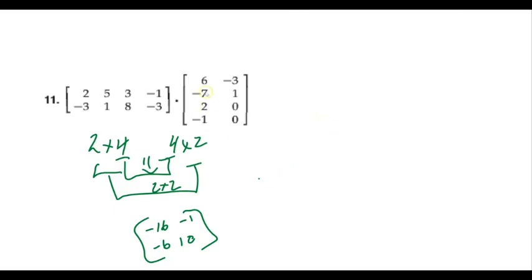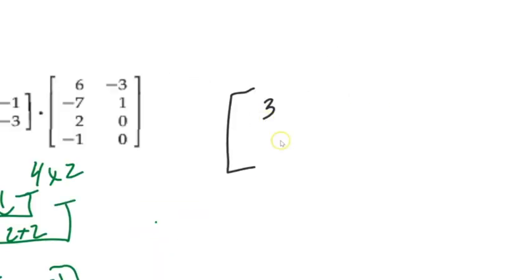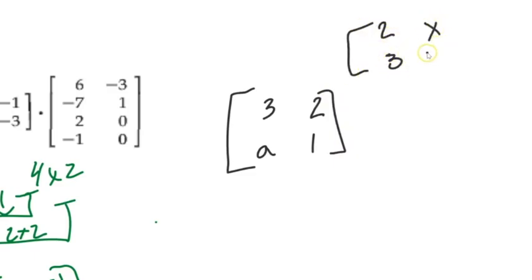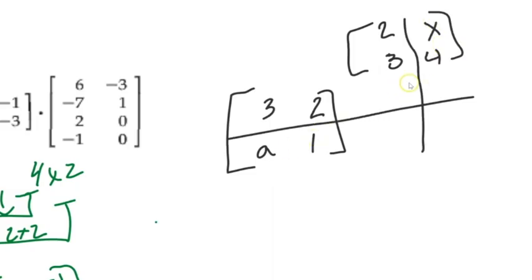By the way, how am I going to make sure that you don't just put it in your calculator all the time? Well, first I'm going to ask you nicely. But second, I'll do something like this: 3, a, 2, 1. I'm going to multiply that by 2, 3, x, 4. For this, you can't use the calculator because they're variables. You have to do it by hand.